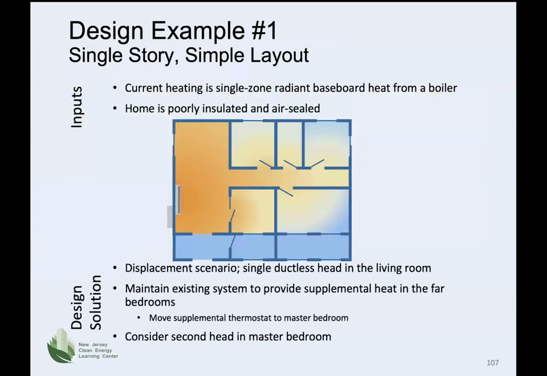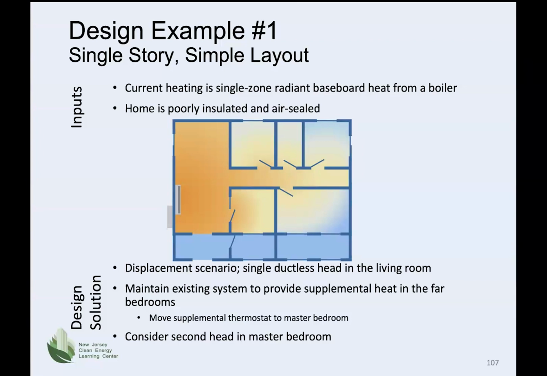This is an example of a single-story home with a relatively simple layout. The current heating system is a single-zone radiant baseboard heat using a boiler, and the home is poorly insulated and poorly air sealed. A potential design solution is pictured with the heat pump's heat shadowed in orange. Most of the heat is going to the living room, but some spills into the rest of the home, which could potentially satisfy the whole house load on very mild days.